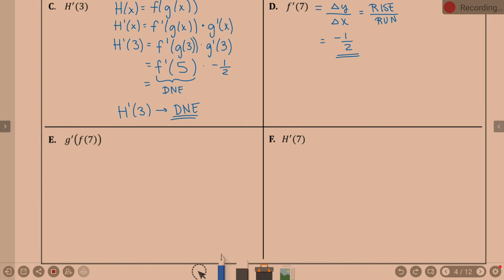Okay, E, g prime of f of 7. Again, you're just being asked to evaluate here. It's not saying that we have to worry about anything else. We're just being asked to evaluate here. So, g prime of f of 7. What is f of 7? I don't think we've done that, have we?